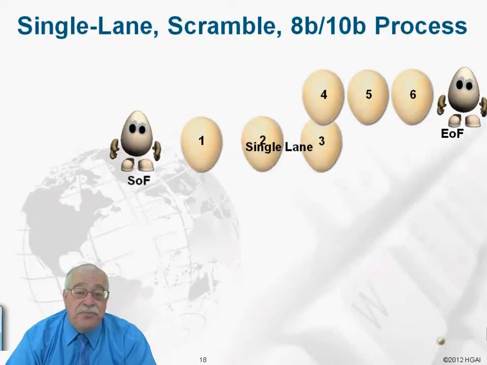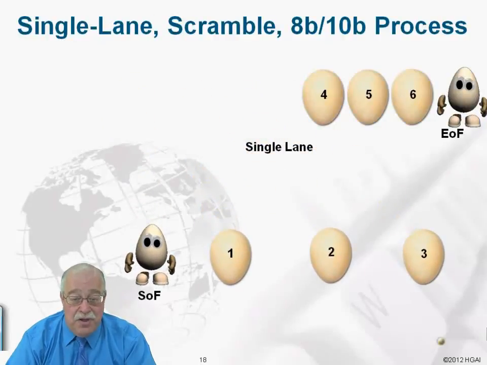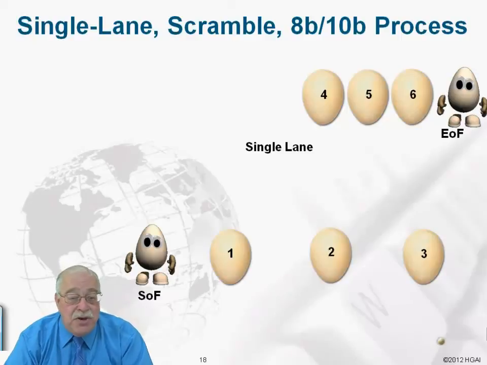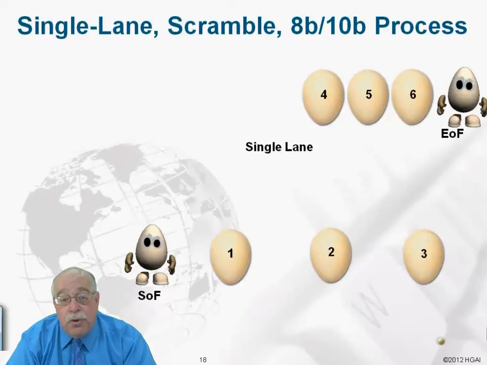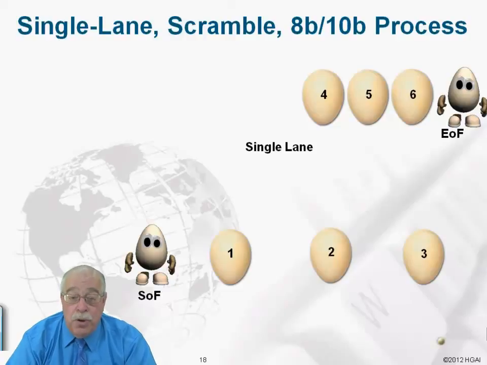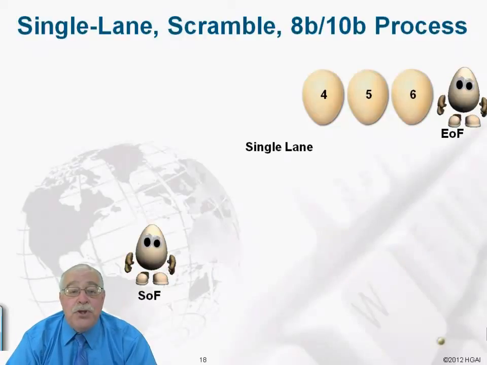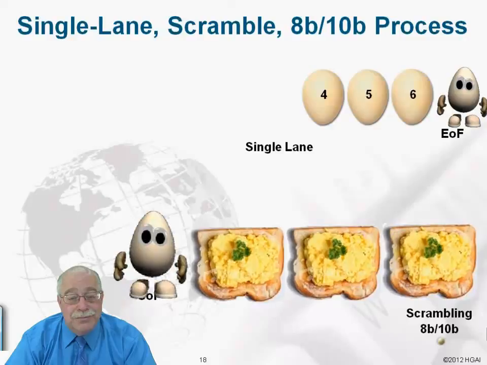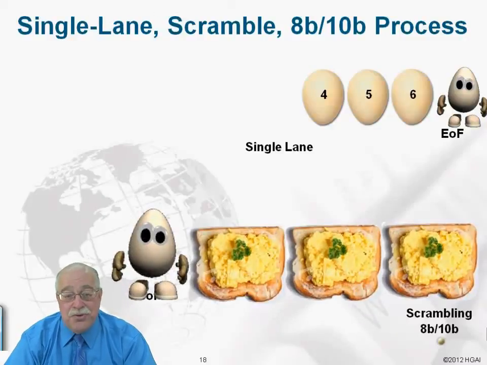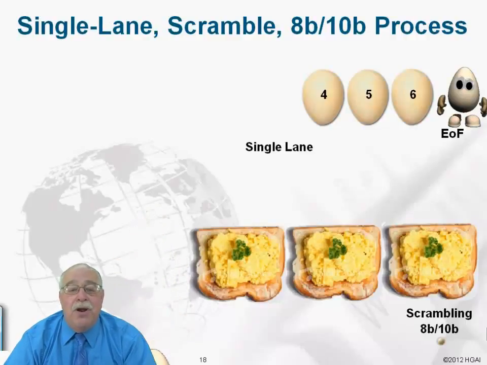We take those eggs and we take 4 of them. Remember, information moves 1 word at a time. Each of those eggs actually represents 4 bytes, which is 1 word. And now we scramble those eggs. Notice we do not scramble the ordered set, but we do 10B encode each of those characters, each of those words. And once we've 10B encoded, then off they go.